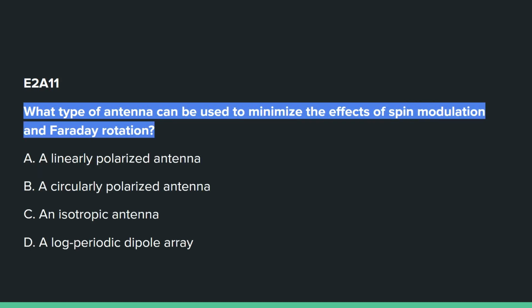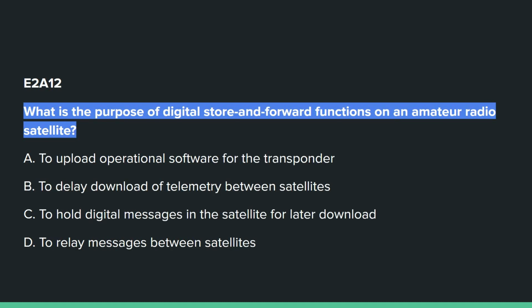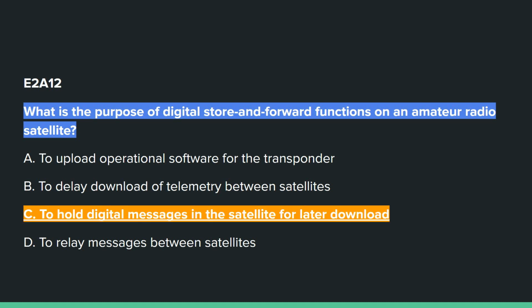E2A11, what type of antenna can be used to minimize the effects of spin, modulation, and Faraday rotation? That's B, a circularly polarized antenna. E2A12, what is the purpose of digital store and forward functions on an amateur radio satellite? C, to hold the digital messages in the satellite for later download.